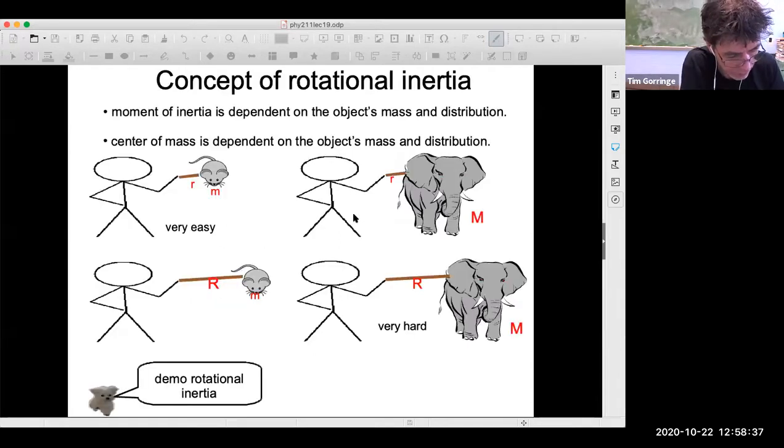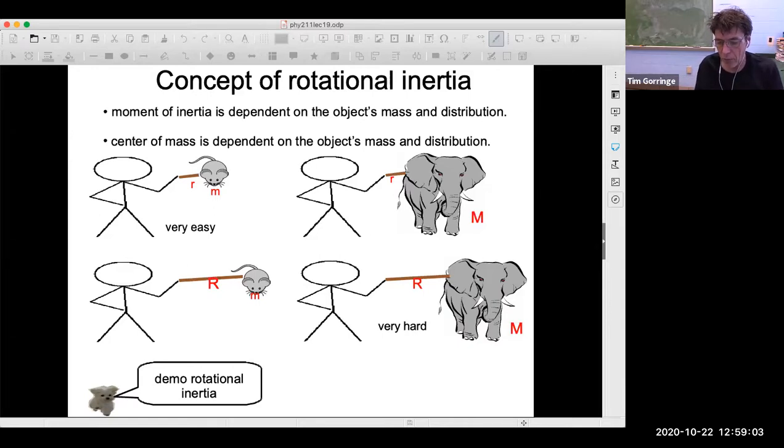It's not hard. First, I want to give you a concept of rotational inertia, a moment of inertia. This thing we give the symbol I. Just like center of mass, which depends on the mass and where it's located, moment of inertia is dependent on the amount of mass and where it's located.